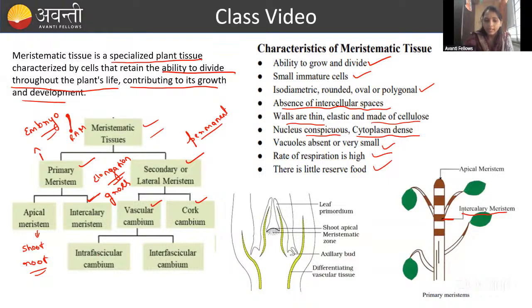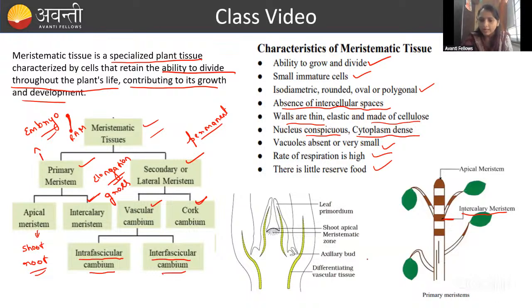The vascular cambium has two types again, guys. The examples are the intrafascicular cambium and the interfascicular cambium. We will study that in detail. What is that? Okay. Cork cambium, mainly you can see in the bark. Okay, bark. Fine. So this is about the meristematic tissue, guys.